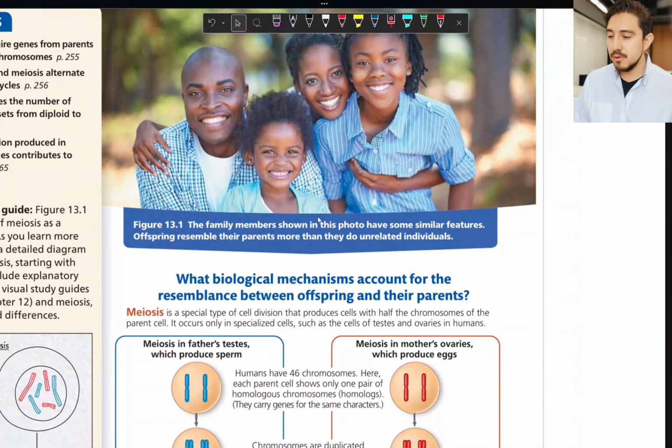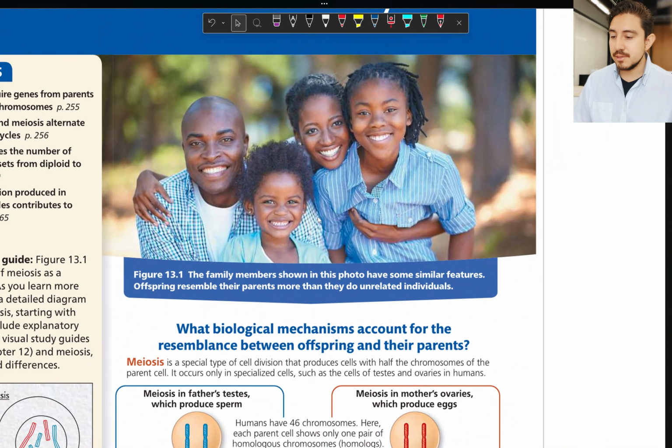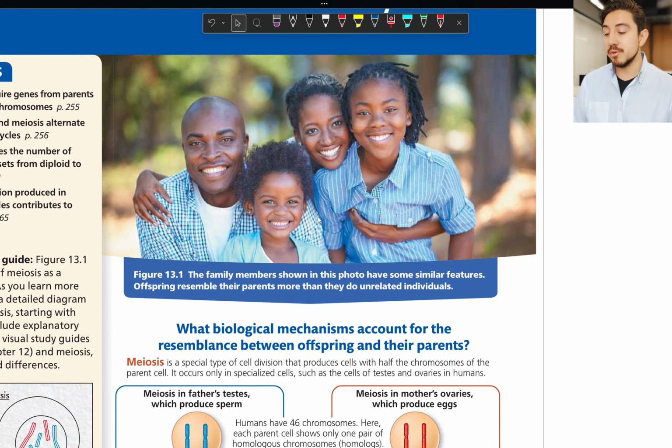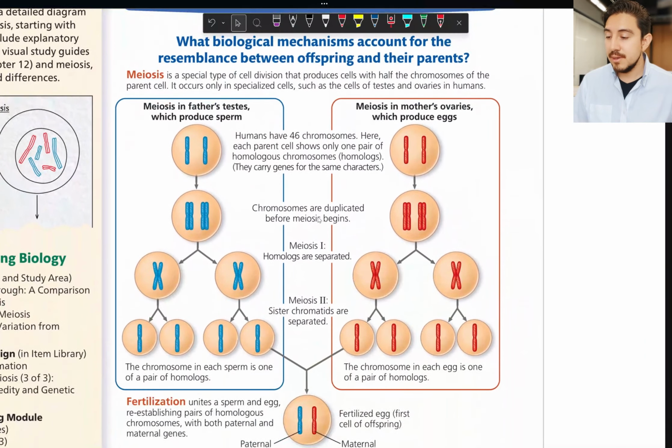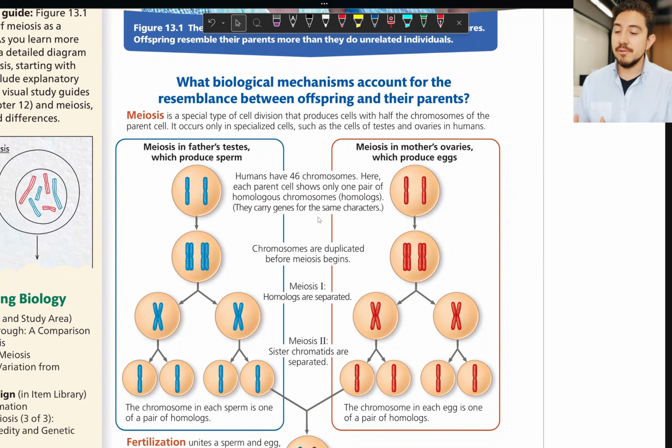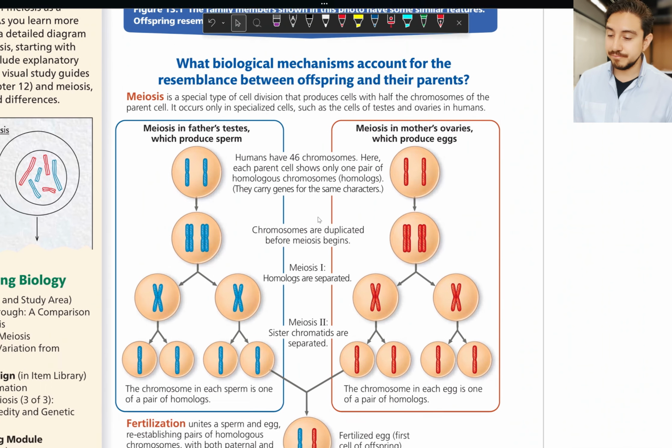Okay, so ultimately, as you take a look at this little diagram here, figure 13.1, the family members shown in this photo have similar features. Offspring resemble their parents more than they do unrelated individuals. So in this chapter, we're going to understand the molecular mechanics as to why offspring look more related to the parents and not any random individual via the process of meiosis. So what biological mechanisms account for the resemblance between offspring and their parents?